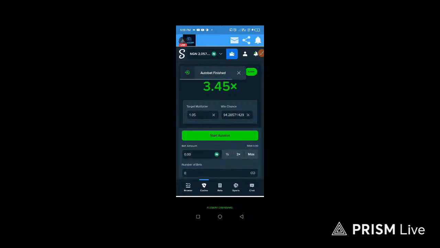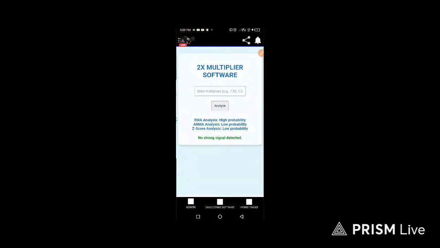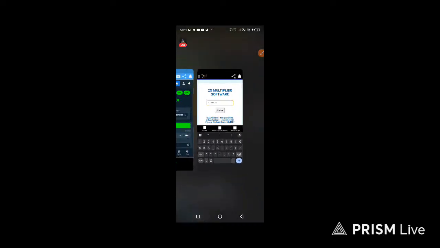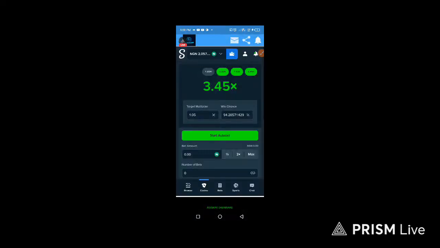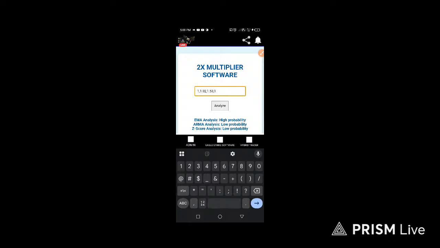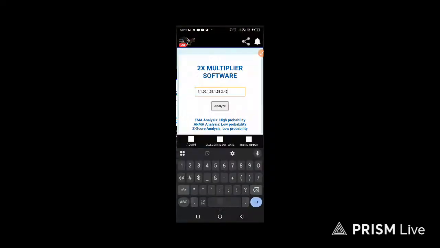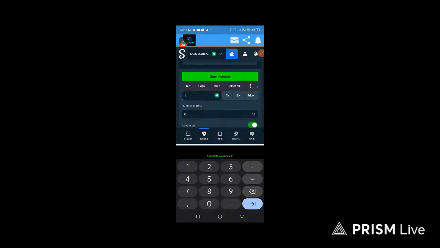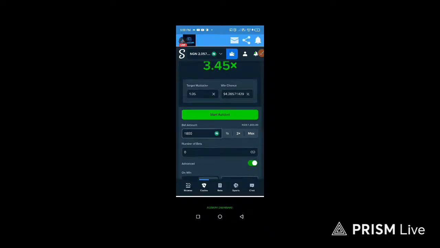We have 1.00, 1.02, 1.53. Okay, 1.53 twice. 3.45, I guess. Okay, and that's the high probability. So let's win this and continue.